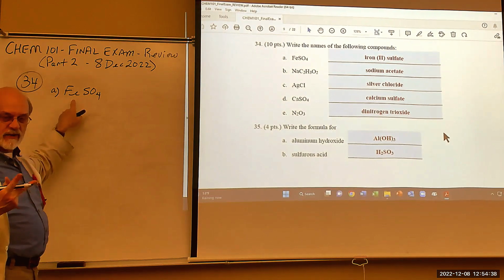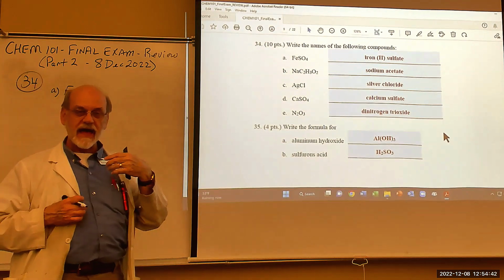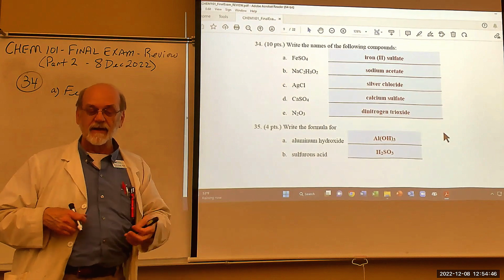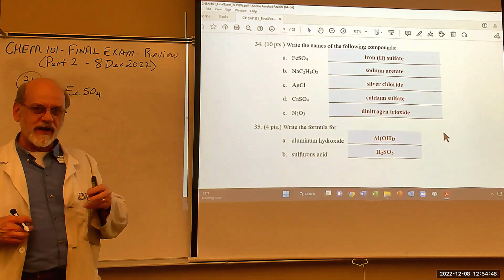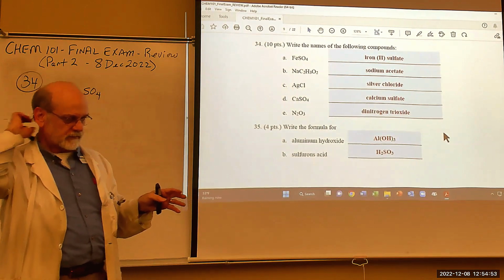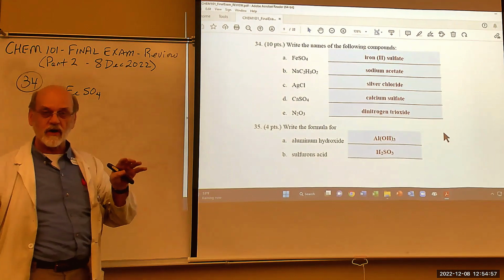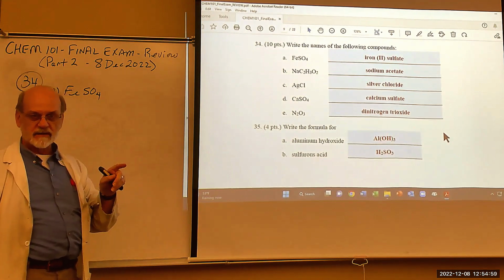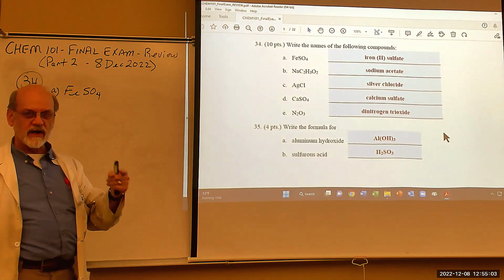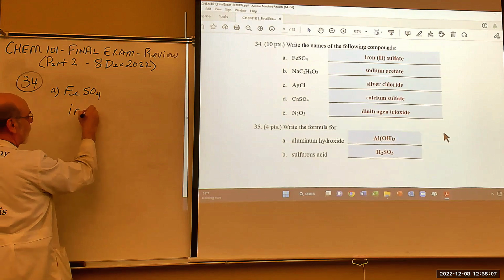Is it an element, a metal, that can conceivably have more than one possible charge? Right? And most of those are transition metals. Not all of them, but most of them. In this case, iron does have the possibility of more than one charge, so it's a type 2. That means we have to specify the charge on iron when we write the name. So we would start off iron.